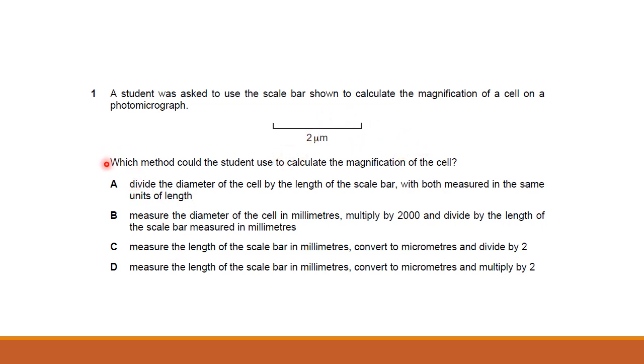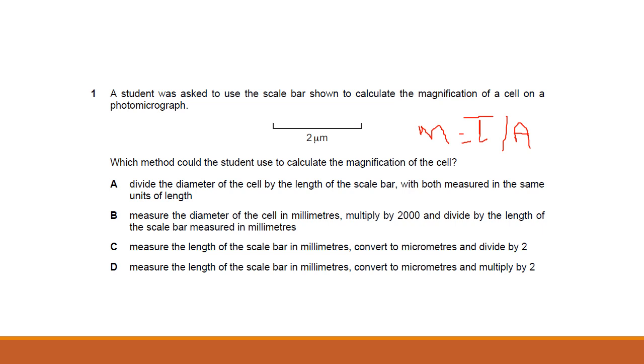The question asks, which method could the student use to calculate the magnification of the cell? With questions like this, I usually tell students to think back to the technique that you know, and write everything you know about this question. The first thing we know for sure is that magnification is equal to image size over actual size. My pen has been acting a little funny, but I hope it takes us through this video. Okay, so magnification is equal to image size over actual size.